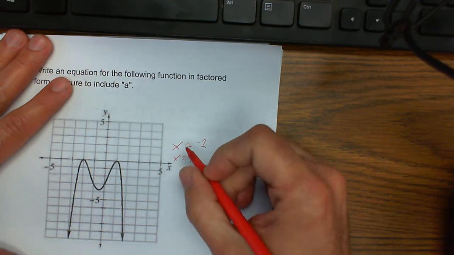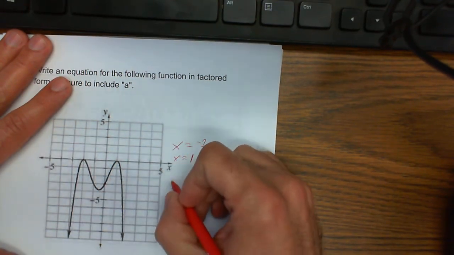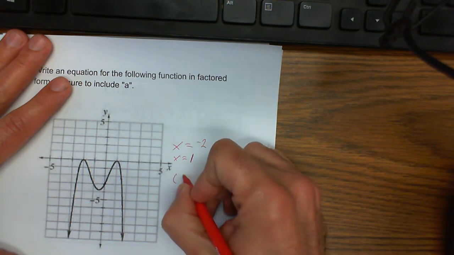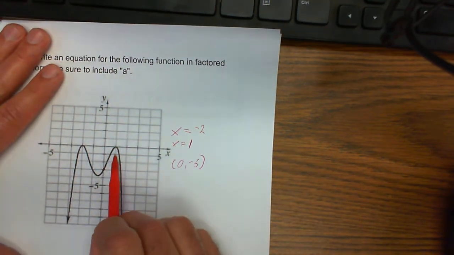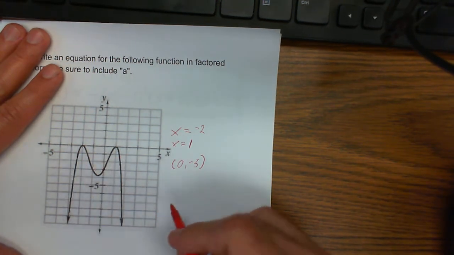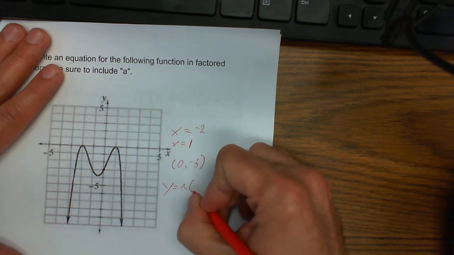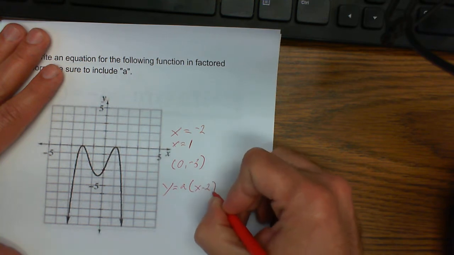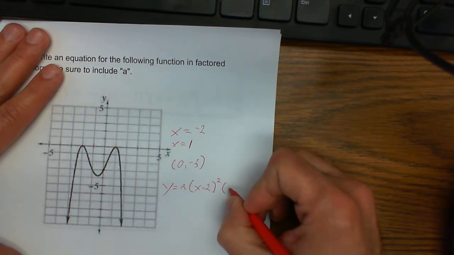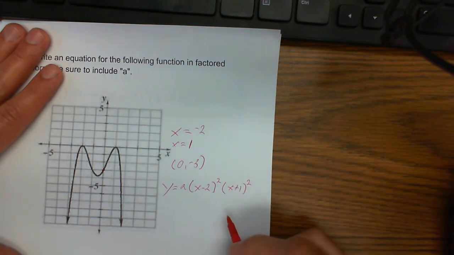Now, because I have the a, I have to find some other point. And I see this point right here, and I have that the point is (0, negative 3). Okay, now notice these are double roots. So at each one, y equals a times (x minus 2), double root means we square it, times (x plus 1), double root means we square it.